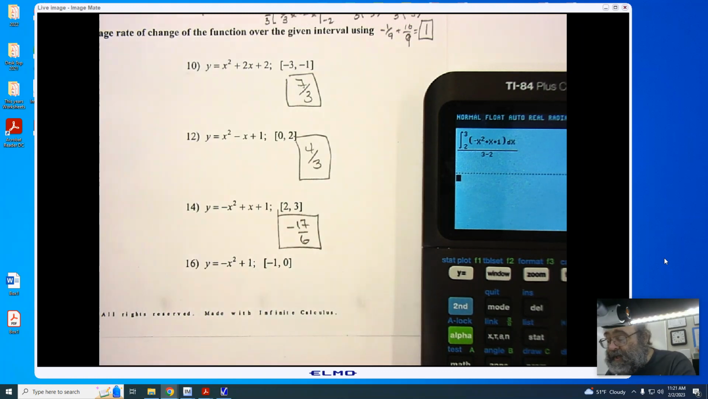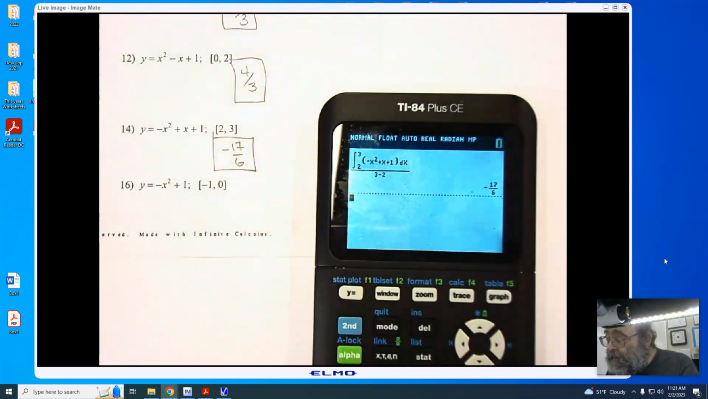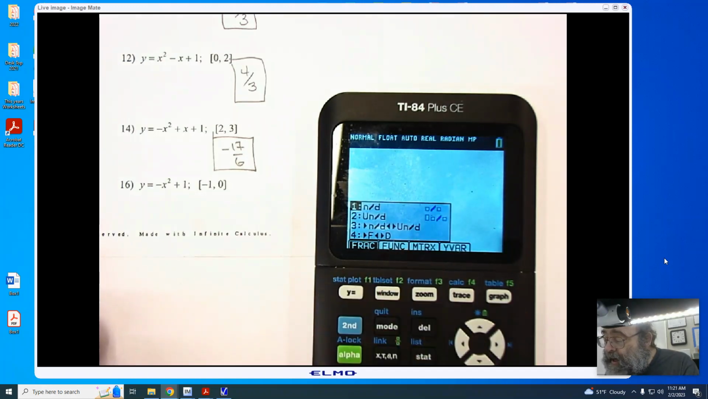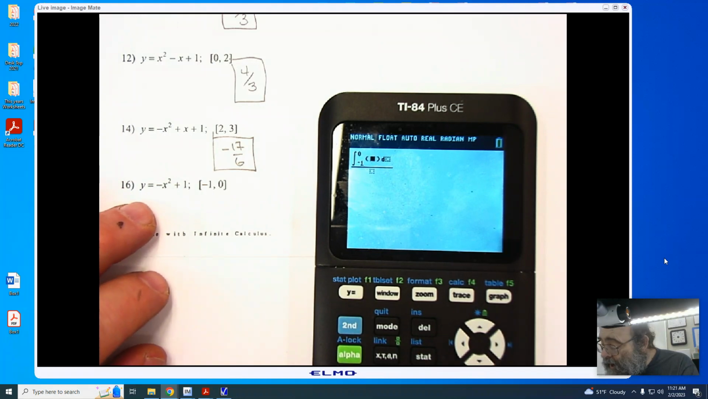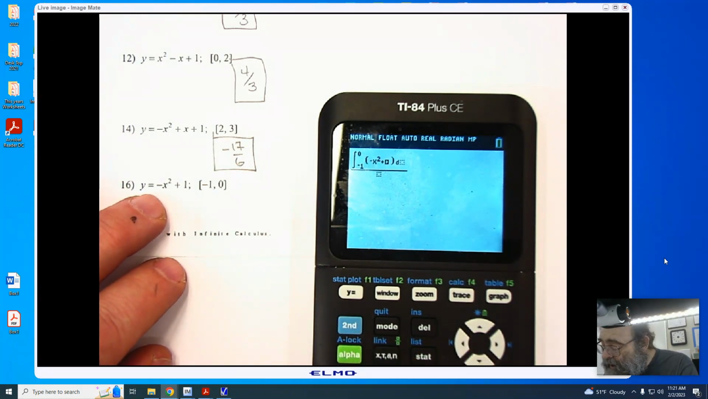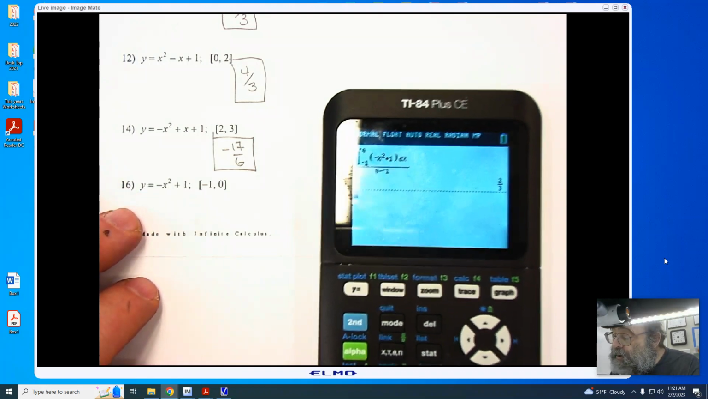Here we go to number 16. Once again, we're following the same steps. So we're going to start with alpha y equals to get the fraction. We do math 9 to create the integral. We put in -1 to 0 for our limits of integration. The integrand goes in the parenthesis as -x squared plus 1 dx, and the denominator is 0 minus -1. We hit enter, and we get 2/3.